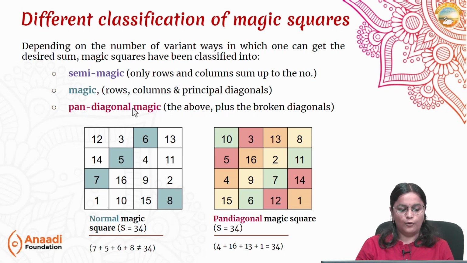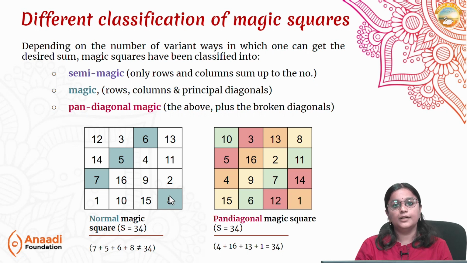Let us see how. On the screen here towards the left, you can see a magic square where the sum is 34. So, 12 plus 3 plus 6 plus 13 will give us 34. 12 plus 14 plus 7 plus 1 will also give us 34. And similarly, if we add the diagonals, that is 12, 5, 9 and 18, the sum will be 34.